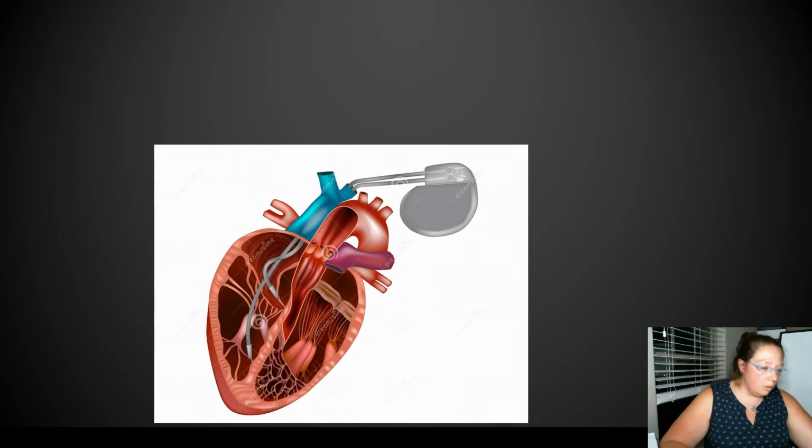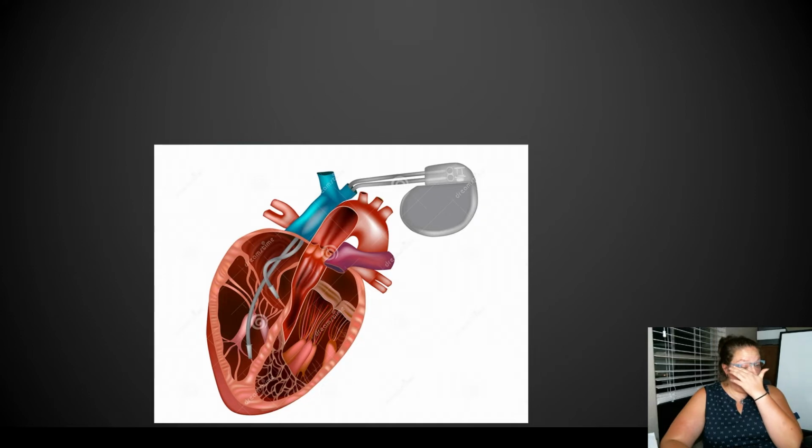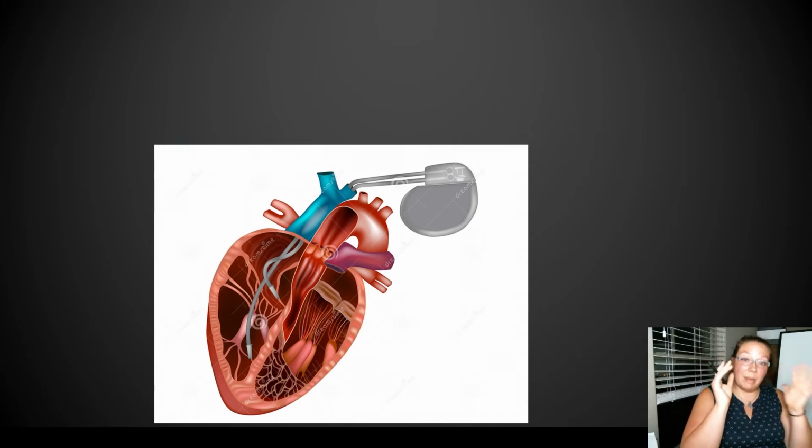All right, so there's a couple of terms that we use when we have a pacemaker. And I will tell you that I struggled with this concept really, really badly. The picture I have here is what was in my head every time I hear the phrases. So hopefully this will help you and you won't struggle like I did.